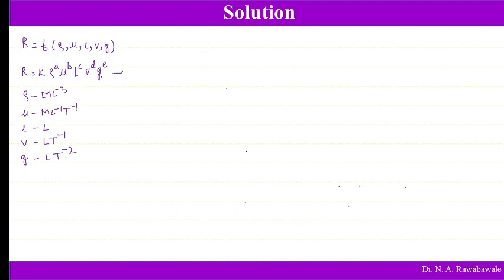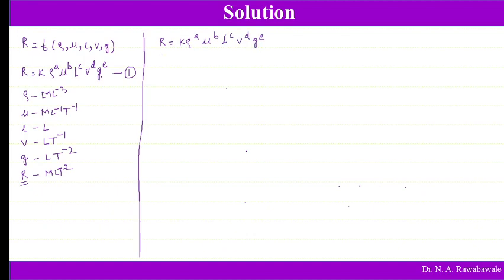Now we can substitute these dimensions in the first equation. We call this equation number 1. So one more is remaining. Resistance is nothing but a force. K is a non-dimensional constant, and this resistance R is nothing but force, and force has dimension M L T to the power of minus 2. So here, this is a force in Newton. Okay. So now, resistance R is equal to K rho to the power of A, mu to the power of B, L to the power of C, V to the power of D, and G to the power of E.